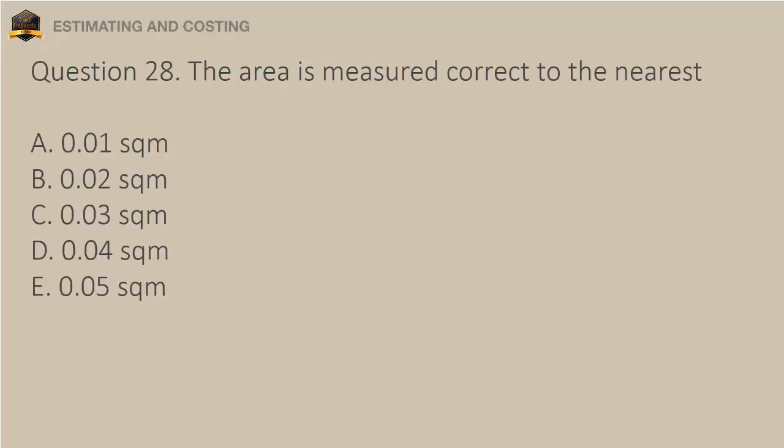Question 28. The area is measured correct to the nearest. A. 0.01 square meter. B. 0.02 square meter. C. 0.03 square meter. D. 0.04 square meter. E. 0.05 square meter.